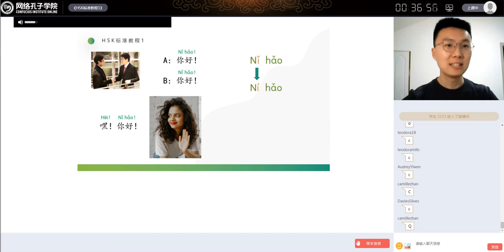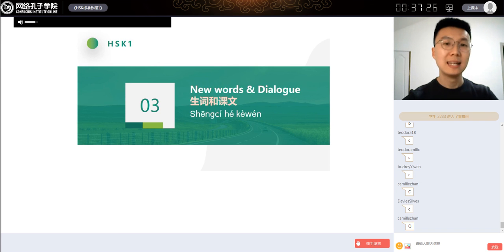You can find I changed its pronunciation. Why? Because in Chinese, if there are two third tongues, we should change the first third tongue into the second tongue. That's why I should read it 你好, not 你好. It's wrong. We should read it like 你好. Okay, now we have learned two new words, 你 and 好.